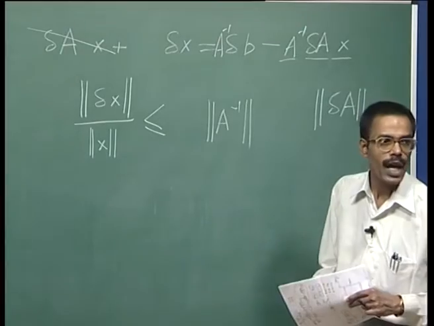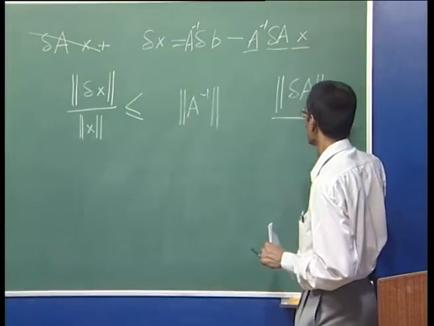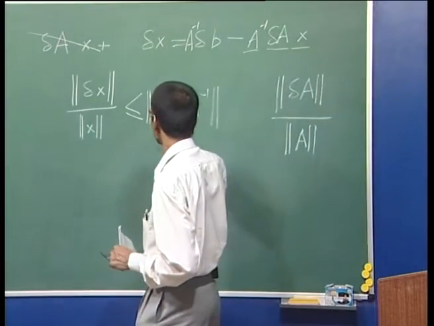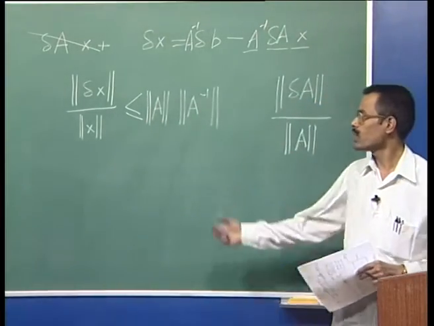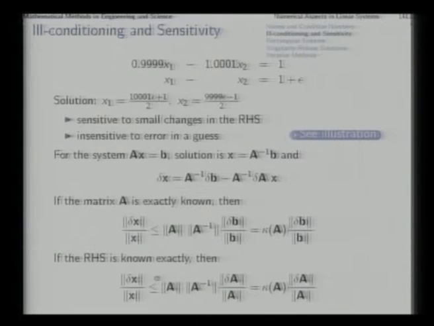right, and as we multiply and divide again with norm of A, then you see again what we have got here is this. This is kappa of A, the condition number, and this is the fractional change in the size of A, norm of A. Again here the fraction is the fractional change in size of x.